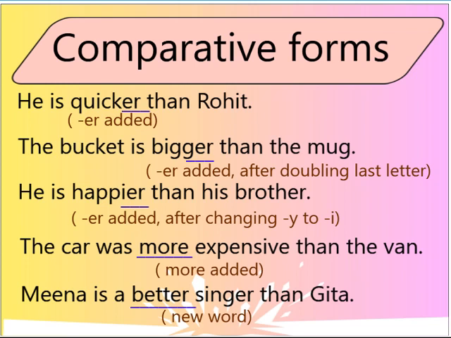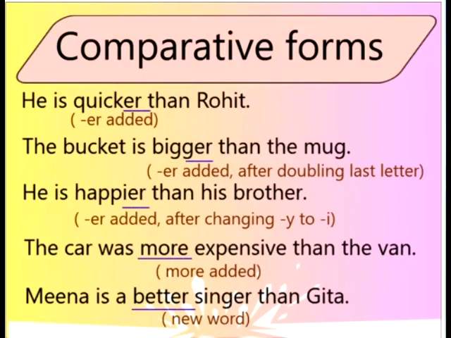So, he is quicker than Rohit. Here we are adding er to the adjective. The bucket is bigger than the mug. We double the last letter G and then we add er. For happier, er is added but y changes to i. The car was more expensive, so for the comparative form of expensive, more is added. Here better is the comparative form of good, and it's a new word.